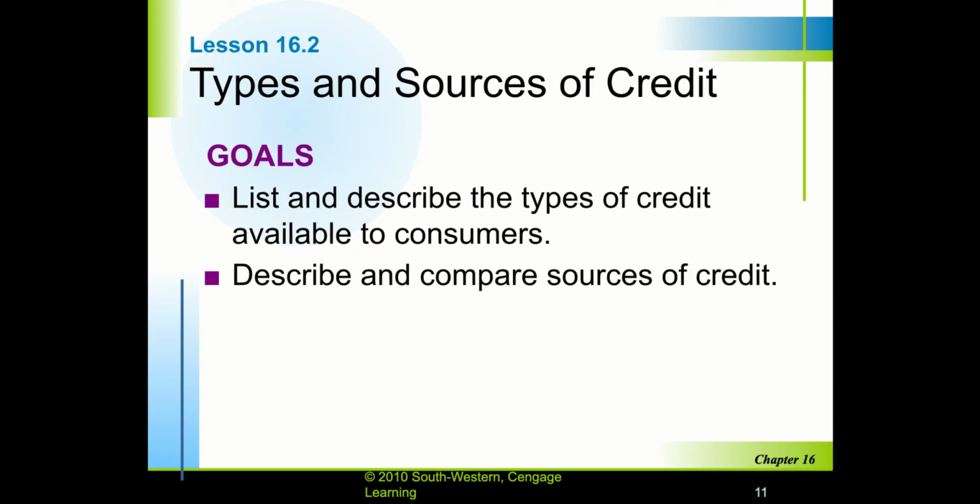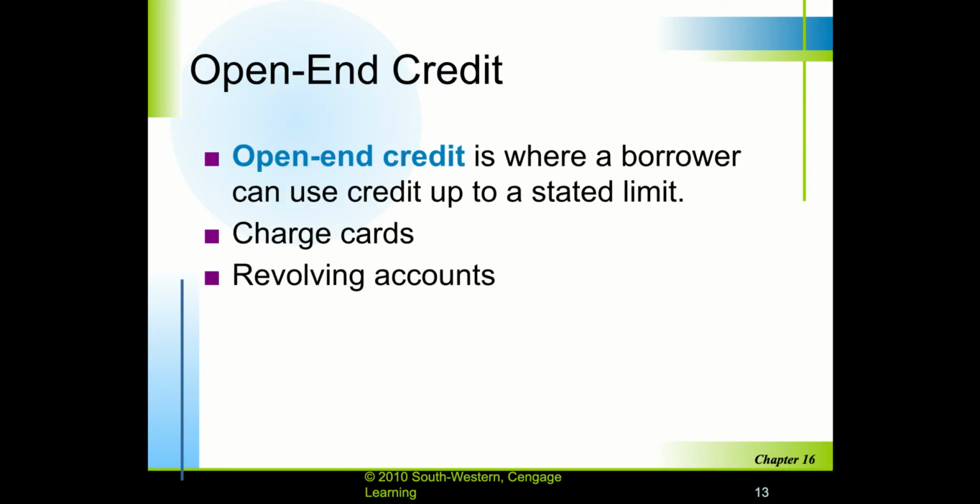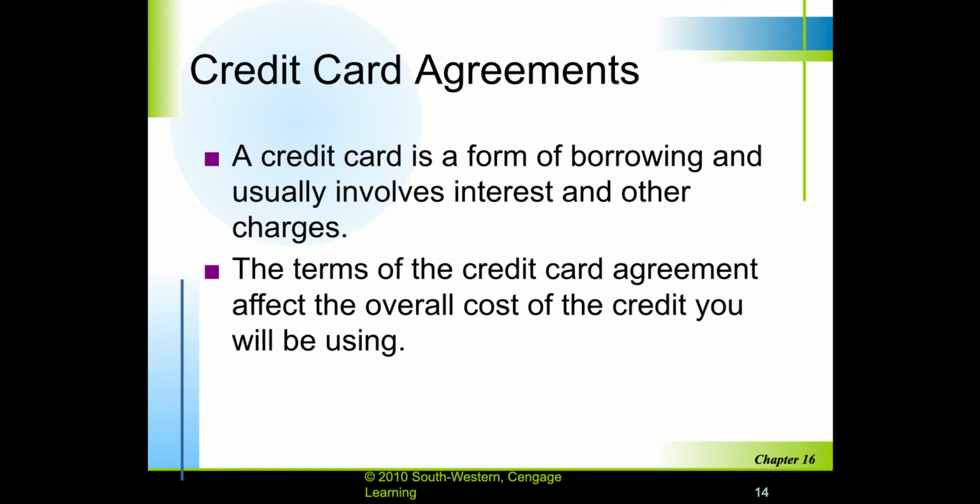We're going to look at different types and sources of credit here. There's open-ended credit, there's closed-ended credit, and then there's something called service credit. So open-end credit is when a borrower can use credit up to a stated limit. So typically that would be like a credit card or a charge card that will say you have a $10,000 or $20,000 credit limit, and therefore you can use all the credit you want up to that dollar amount.